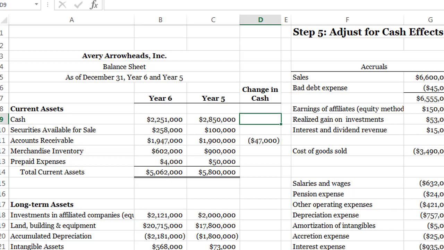Now, the first one is our actual cash account. And I'm not going to use that here. I used it in step 1. I'm going to use it again when I wrap up my statement of cash flows. It's not one of the adjustments, it's the check figure. So I'm going to leave it blank for now.